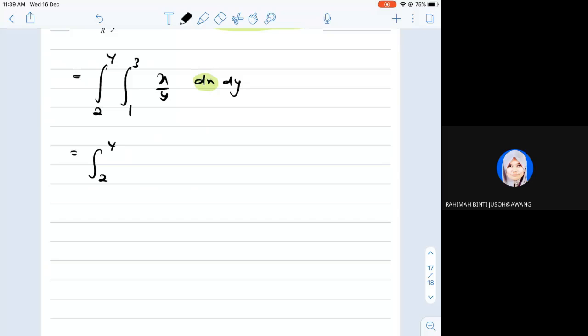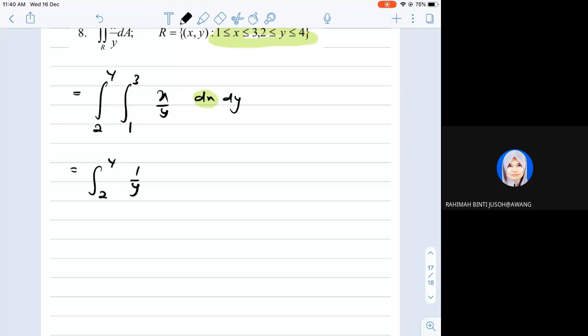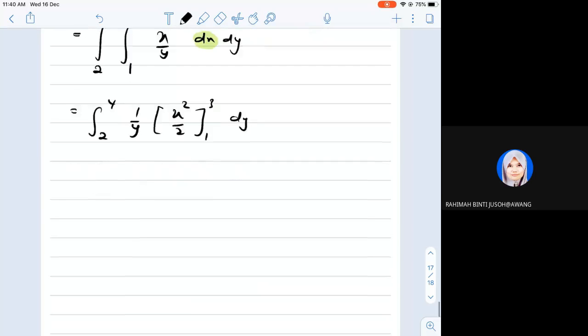Okay, y is just a constant. So we can take out 1 over y. Dia just constant saja guys. Dia tak terlibat dengan kita punya integration ni. You kena anggap dia macam constant. So 1 per y boleh bawa keluar siap-siap. So we just integrate x. So integrate x becomes x squared over 2. Okay, so we substitute 1 and 3 for x.